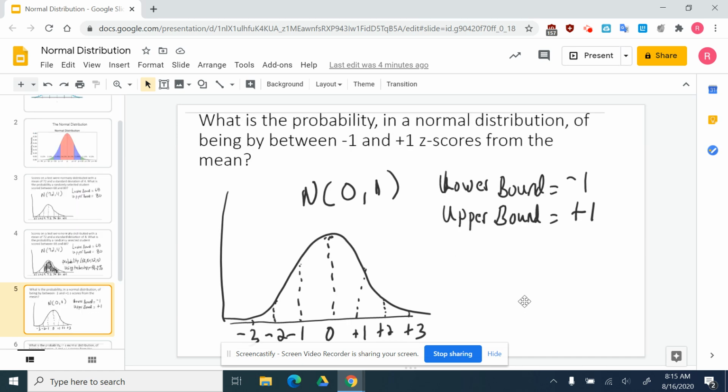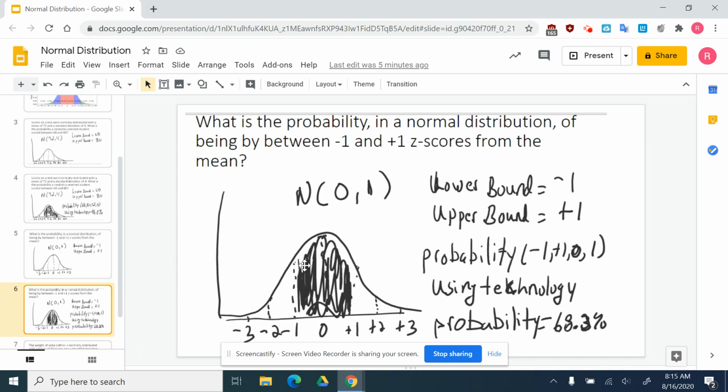Second example, this is going to be using the standard normal, meaning the mean is 0 and the standard deviation is 1. We want to find the probability of being between -1 and +1 z-scores from the mean. So my normal, 0 and 1 for the mean and standard deviation. My lower bound is -1, my upper bound is +1. I sketch on my graph, 0 is my mean, and then -1, -2, and -3 standard deviations, +1, +2, and +3 standard deviations.